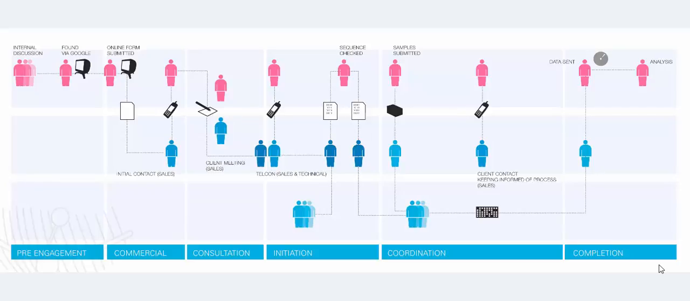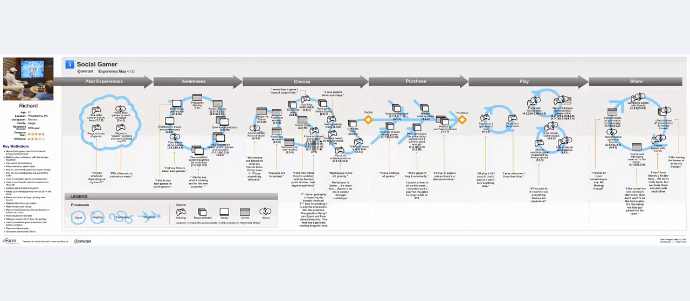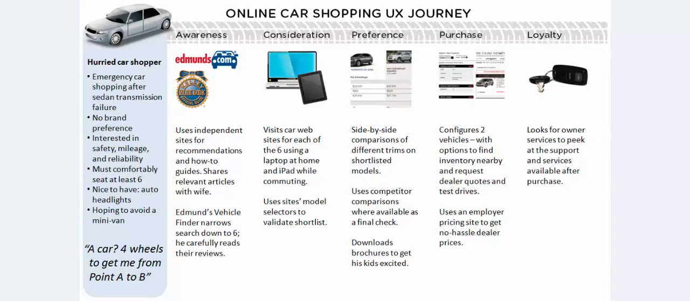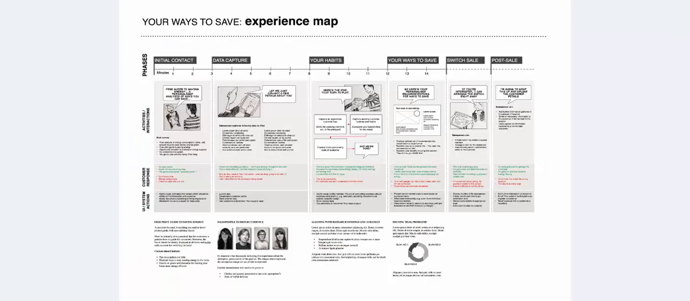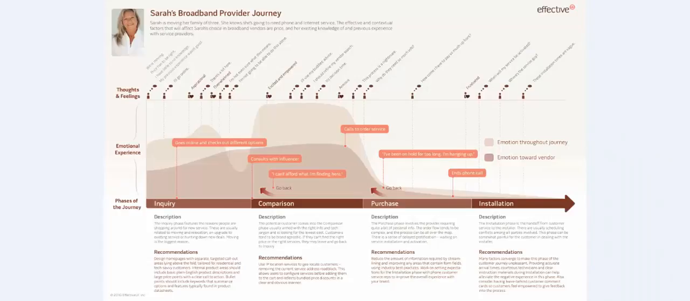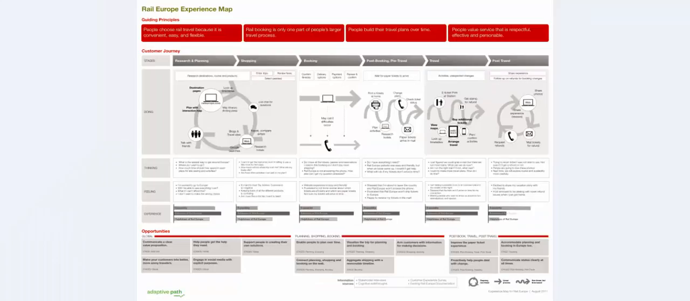So you have the first one and the second one, the third one on the online car shopping experience map, the fourth one on how to save, the fifth one on a journey to buy or to subscribe to a broadband, and the sixth one on the Rail Europe experience map. Okay, so let us take a look at the first one.